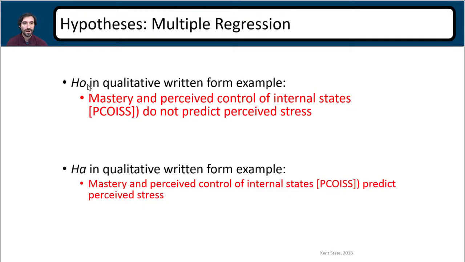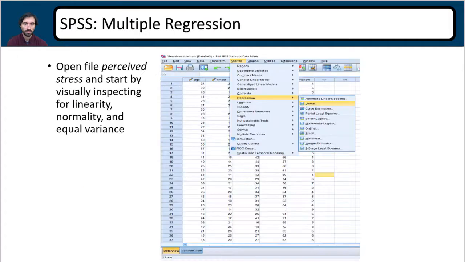All right, our null hypothesis is mastery and perceived control of internal states, or PCOIS, do not predict perceived stress. Whereas our alternative is that, yes, in fact, the mastery and PCOIS predict perceived stress.